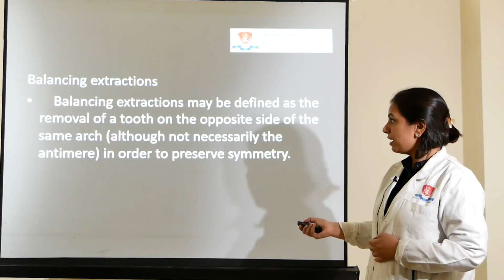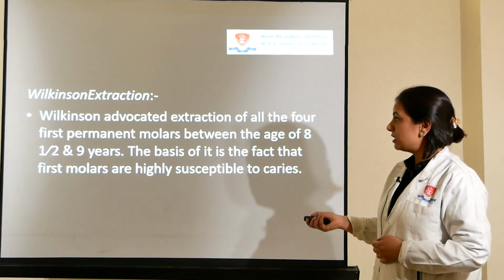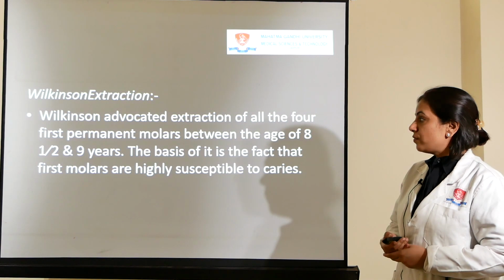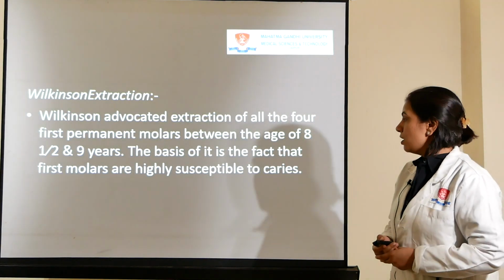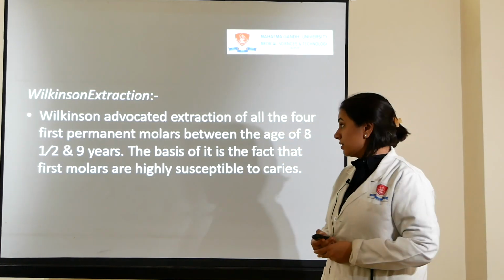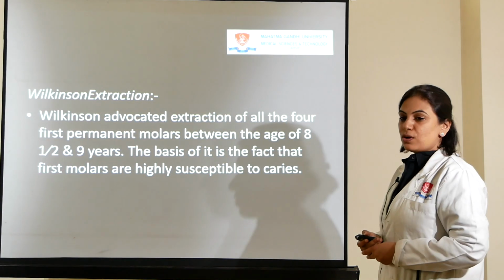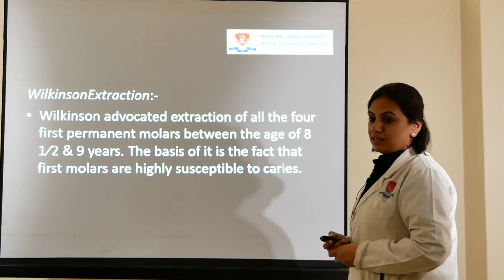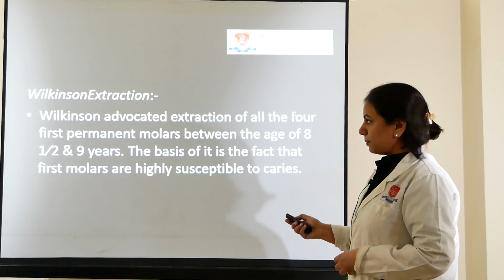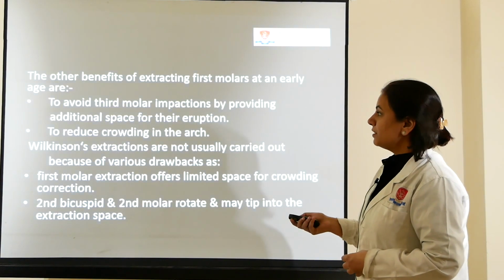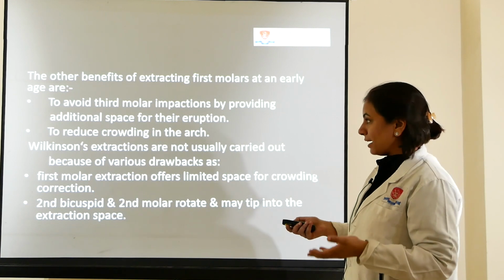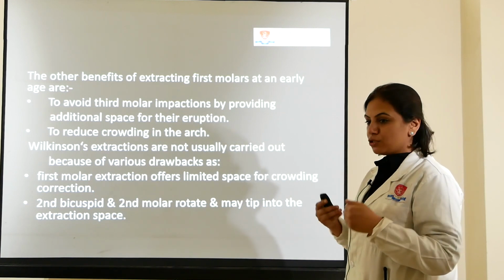Then we have Wilkinson's extractions. Wilkinson's extractions are basically extraction of all the first permanent molars, which Wilkinson had recommended between the age of 8.5 to 9 years. The basis of this is that the first molars are highly susceptible to caries, so he advocated removal of first molars. Other benefits were that once the first molars are out, the third molars would not get impacted, and it would also help in reduction of crowding.